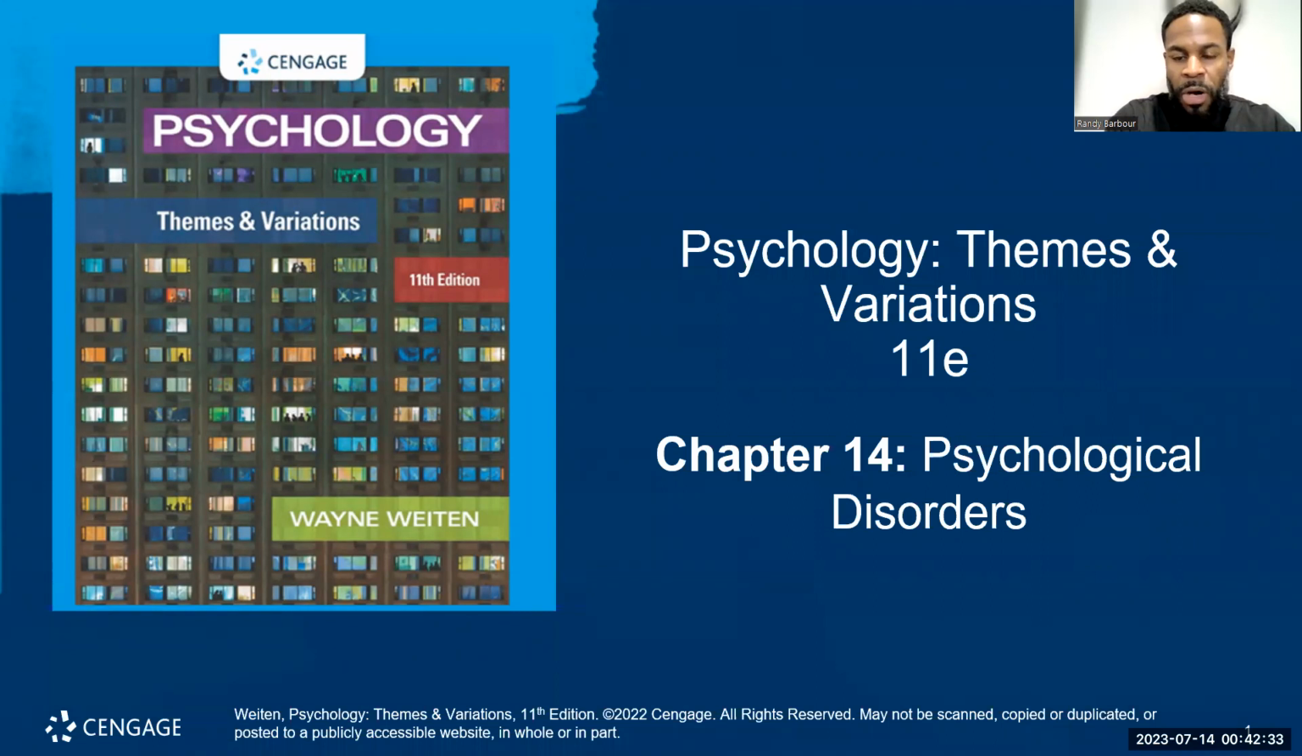Today's lecture will cover chapter 14. So what we'll talk about is psychological disorders. We'll talk about a variety of different categories of psychological disorders to include anxiety disorders, PTSD, OCD. We'll also mention and talk about depressive disorders, dissociative disorders. We'll talk about autism. We'll also talk about eating disorders, and we'll kind of end on that.